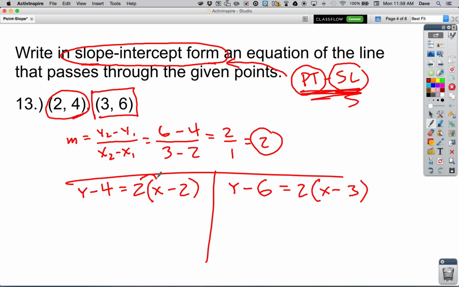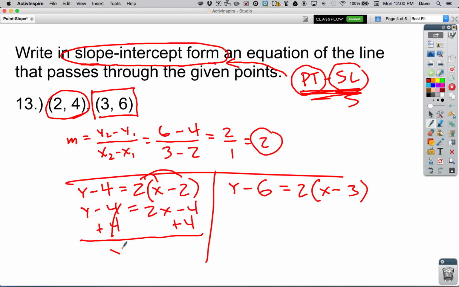So let's try this. If I do distributive property, I'm going to get y minus 4 equals 2x minus 4. And then if I get y by itself by adding 4 to both sides and getting it in slope-intercept form, because that's the giveaway, y is always by itself in slope-intercept, I get y equals 2x plus 0. So just y equals 2x.